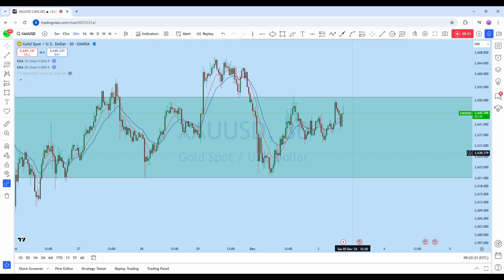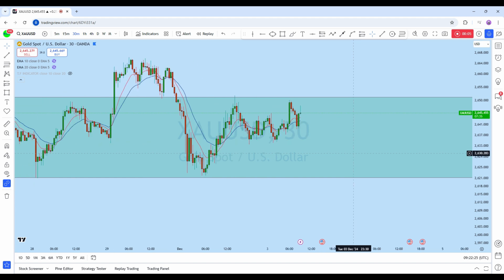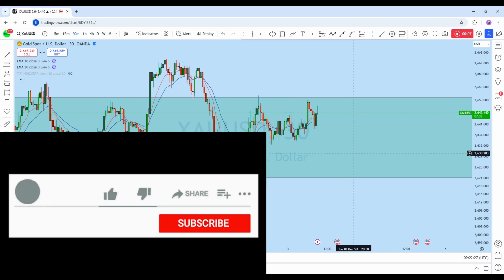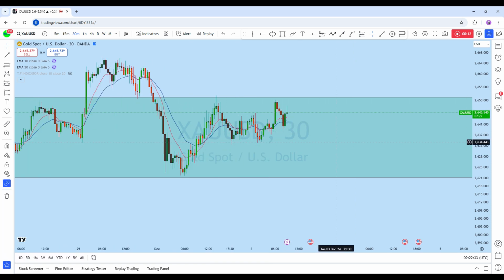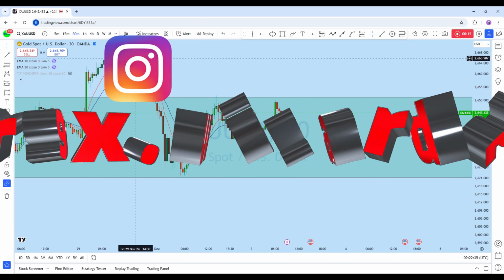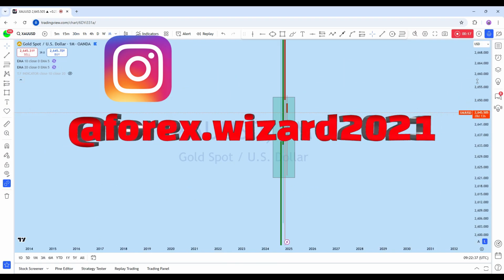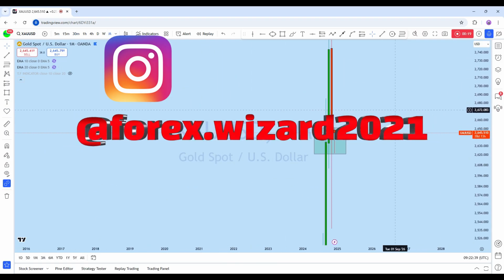Hello trader, I'm going to do a complete multi-time frame analysis on XAUUSD. Let's see what kind of trading opportunity we have in this instrument. Before we look at the lower time frame for a potential entry opportunity, let's first look at the highest time frame, the monthly, to see the overall picture in the market.